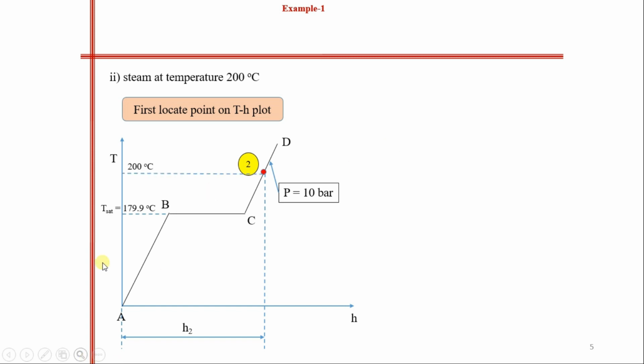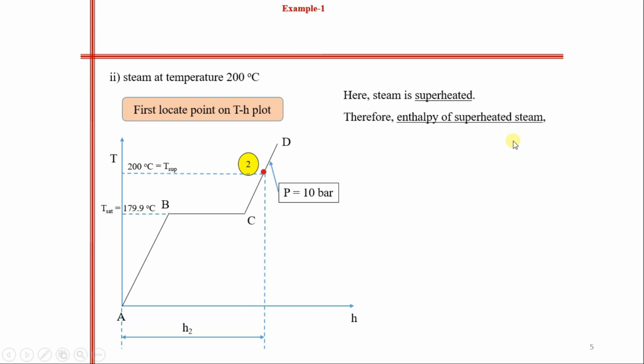comes to 179.9 degrees Celsius, and we are given a temperature of 200 degrees Celsius, which is obviously greater than the saturation temperature. Any temperature that is more than the saturation temperature is a superheated temperature. So our steam is superheated in the second condition. This 200 degrees Celsius we can consider as the superheated temperature.